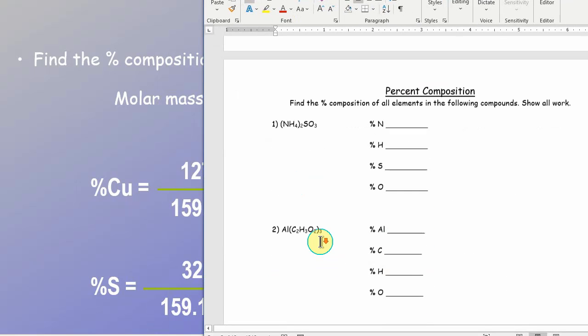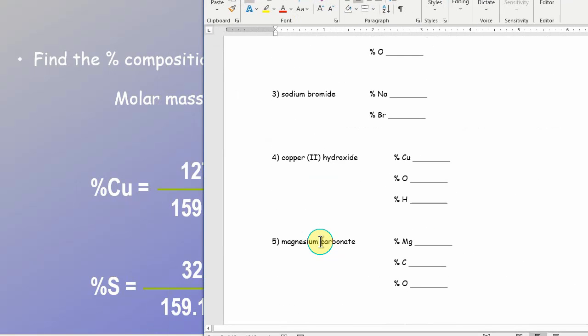Now after the second one, I get a little bit tricky. In 3, 4, and 5, I tell you the names. I don't tell you the formulas. So you've got to get the formulas right. So sodium bromide, you've got to write the formula for sodium bromide correctly. Copper(II) hydroxide, same. Magnesium carbonate, same.